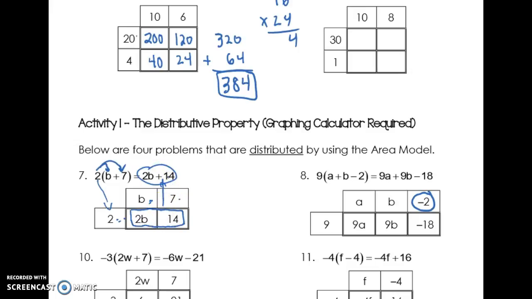It's the same thing on this problem right here. We have 9 times the quantity a plus b minus 2. Instead of 2 terms, the 9 is being distributed to, now we have 3. All right, so we put the 9 in that single box, and then we have a, b, and negative 2 in that box. So we can look at the like components, 9a, 9b, and negative 18. And so then our final answer is what is in here, 9a plus 9b minus 18.